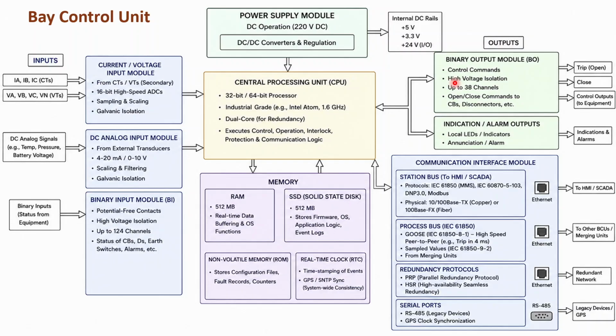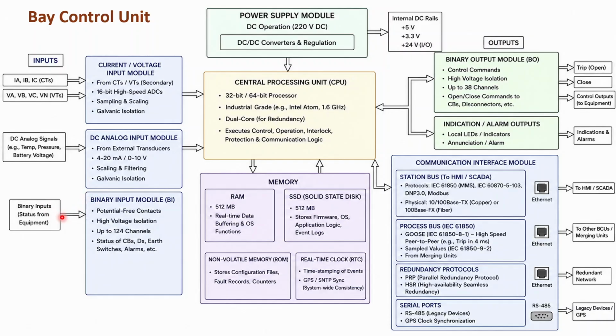And then if you look at the DC and analog input modules, for example, temperature sensors, pressure sensors, battery voltage sensors, and so on. They are coming from external transducers. Typically, if it's a current signal, 4 to 20 milliamperes. If it's a voltage signal, 0 to 10 volts, right? And it does the scaling and filtering, and it also provides galvanic isolation, right?